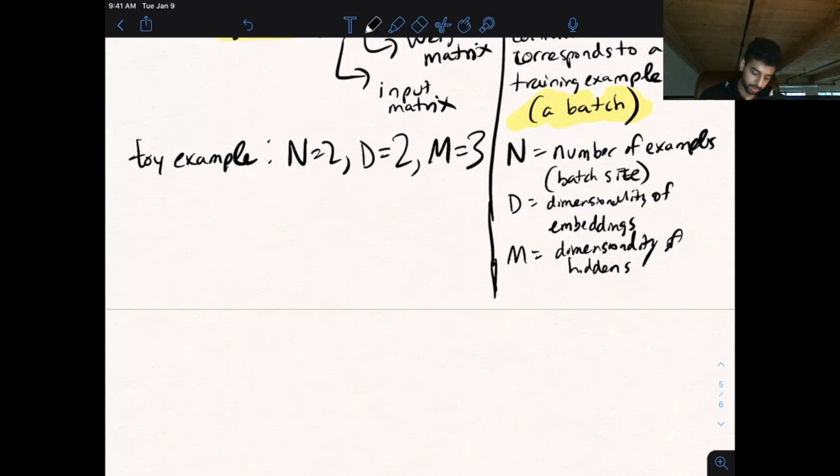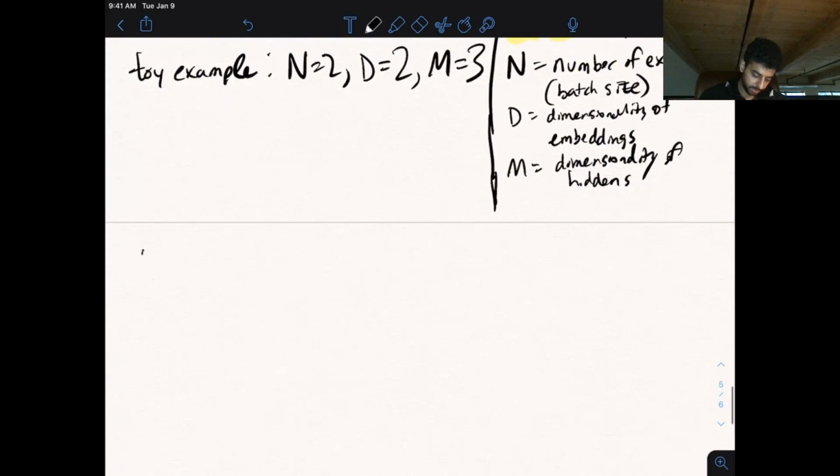Okay, so let's say we have a matrix X. In our case, X, the input matrix, is the number of examples in the batch, which is N, by the dimensionality of, say, the embeddings. This could just be the input, so it's a 2 by 2 matrix. And if we write out each element of the matrix, we get something like this.